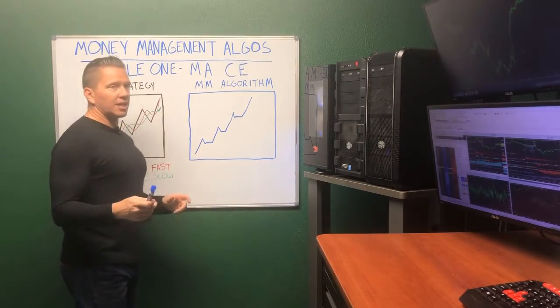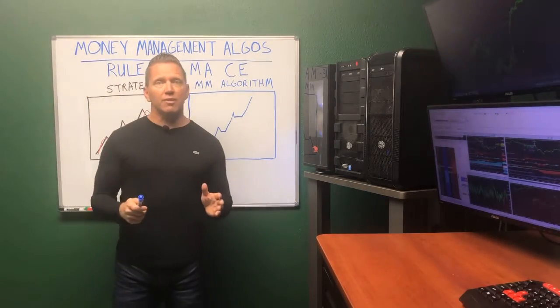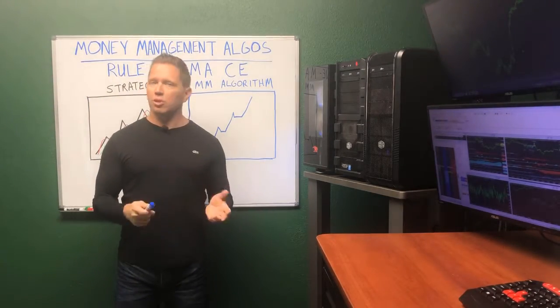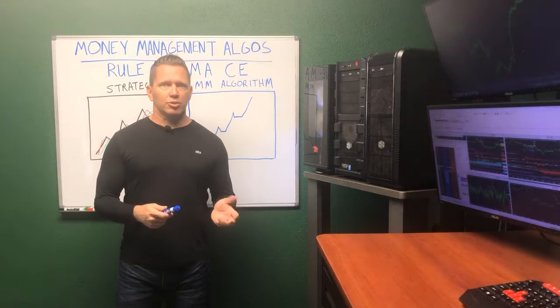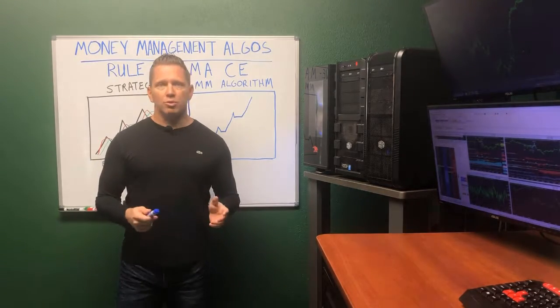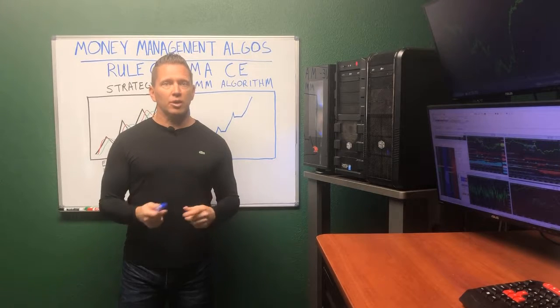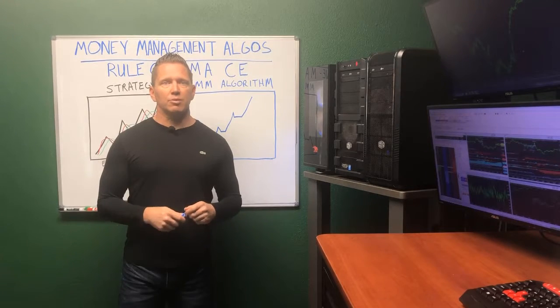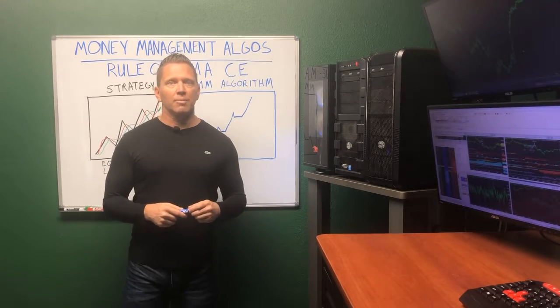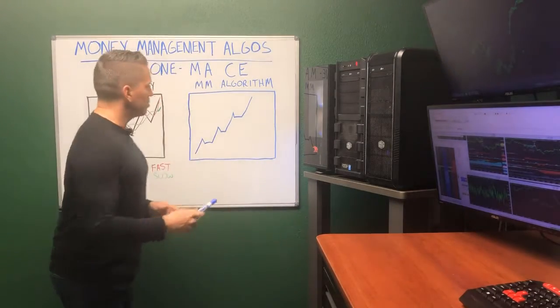What it does is it takes a look at the fast moving average, and if the fast moving average is above the slow moving average, then we trade the original strategy. If it's below it, then we don't trade the original strategy. You can modify L1 and L2 within the money management algorithms to customize your setup based on your rules. And so take a look here.